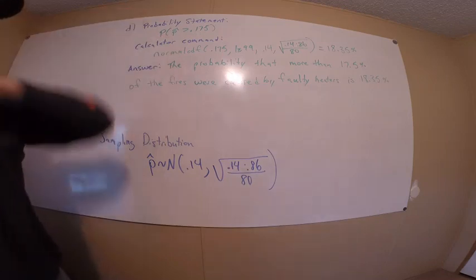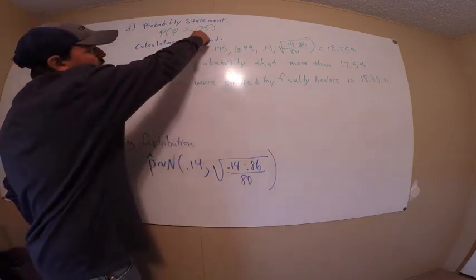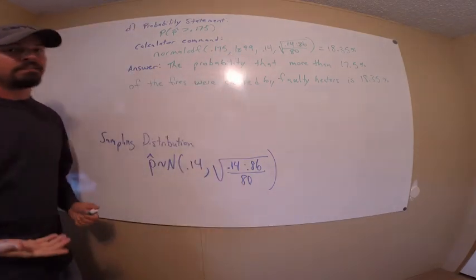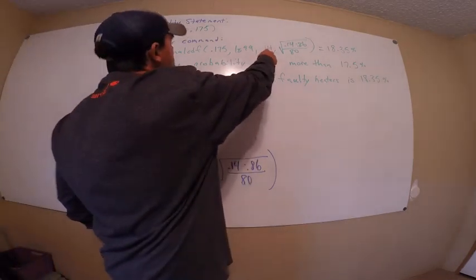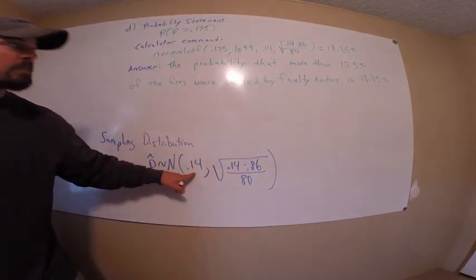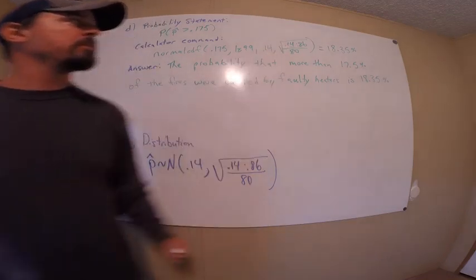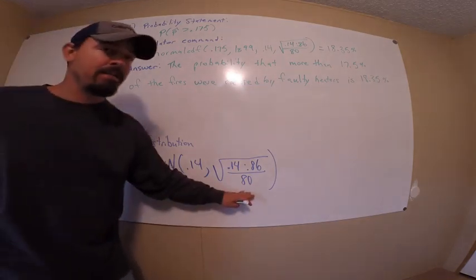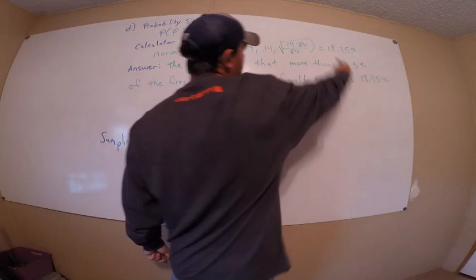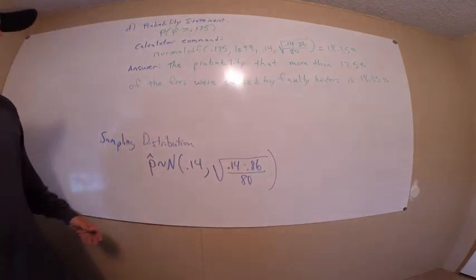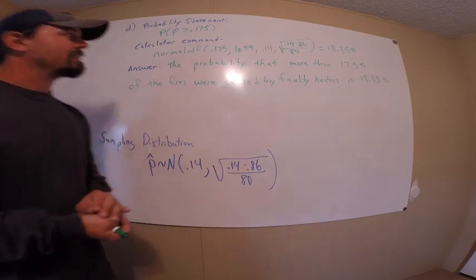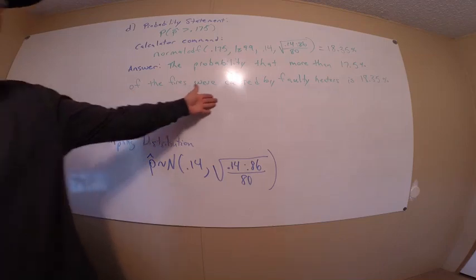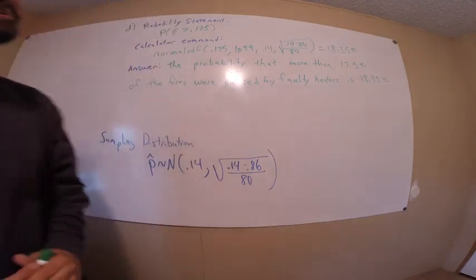Calculator command: normal CDF. It is greater than 0.175, so our lower bound is 0.175. Our upper bound is 1E99. That's our infinity. Our mean, we said in our previous question, was 0.14, and our standard deviation was the square root of 0.14 times 0.86 all over 80. So that's the standard deviation you've got to use. If we type that into the calculator, we get 18.35%. If I want to write this answer in a complete sentence, it says the probability that more than 17.5% of the fires were caused by faulty heaters is 18.35%.